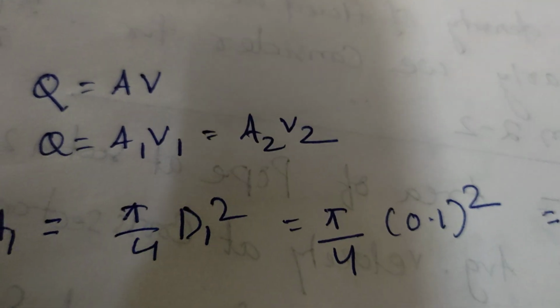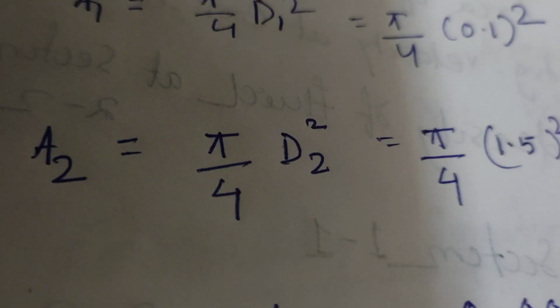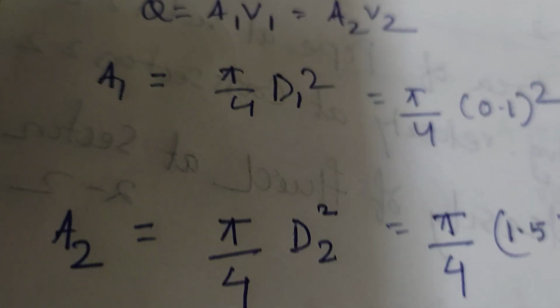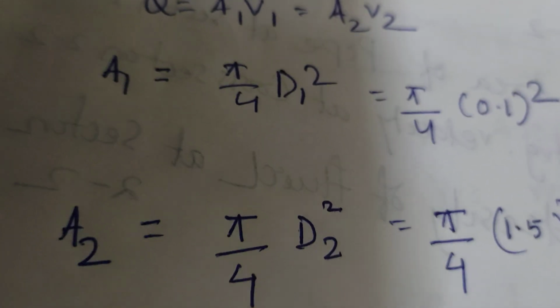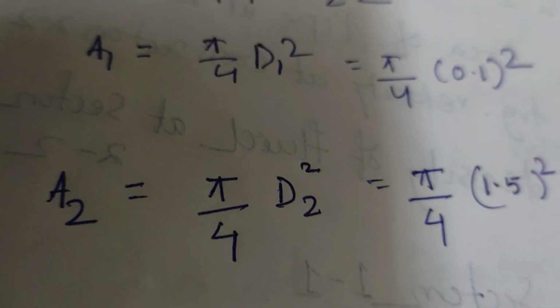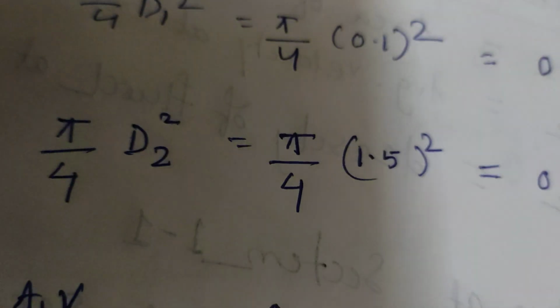So Q equal to A1 V1. A1 equal to 0.00785 into V1 equal to 5 meter per second. So here you can calculate the discharge in meter cube per second. That is the task of the student. They can determine the discharge.